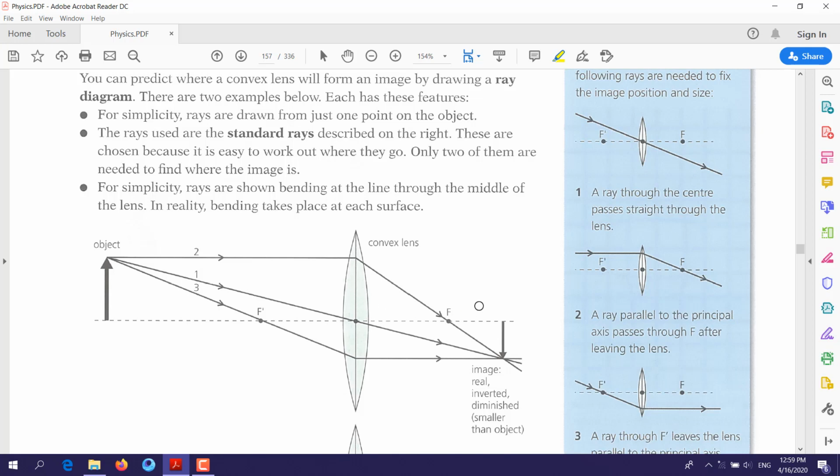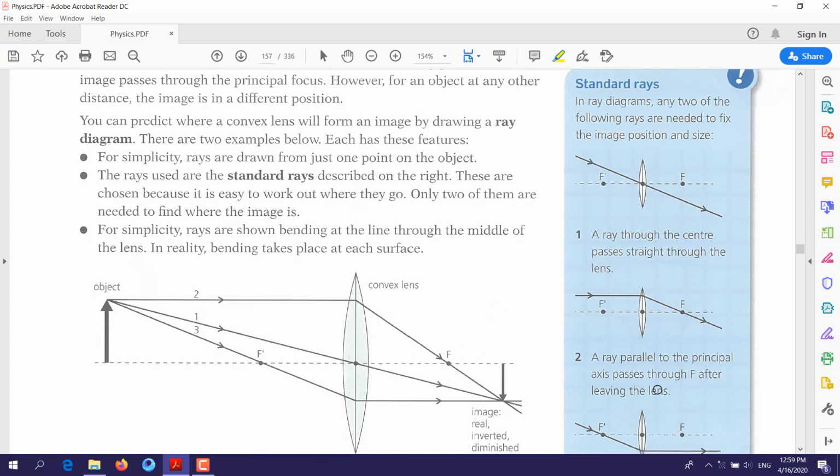But how? Let's take a look here. The steps are: step number 1, you will have a lens, and you will have an object here. Focus on these numbers, how they are written. This is number one, this is number two, and then number three. Okay, you should do it in order. You cannot do number one and then number three and later number two. No, it should be in order.